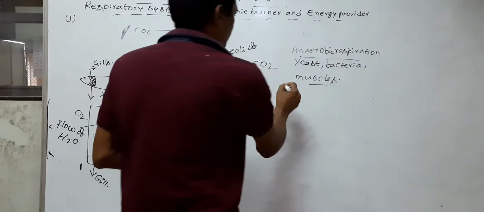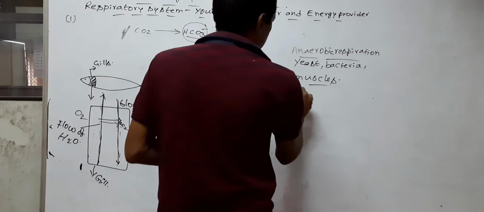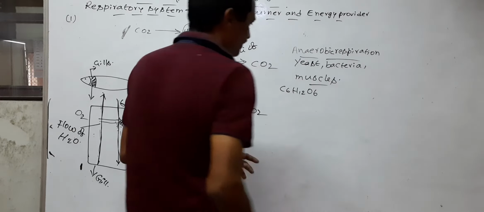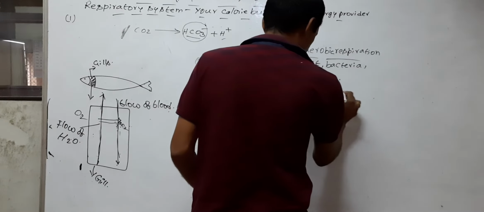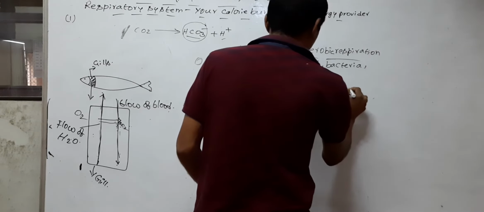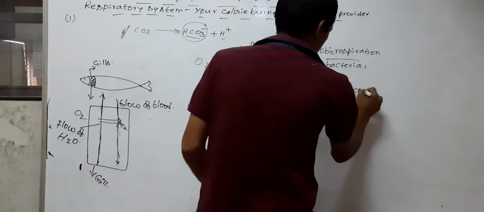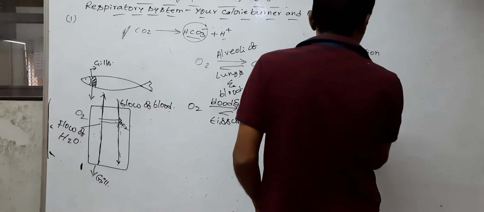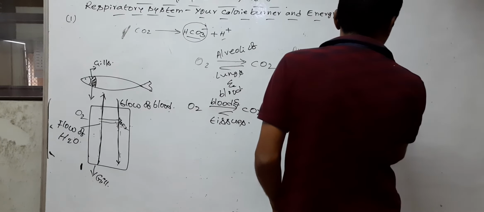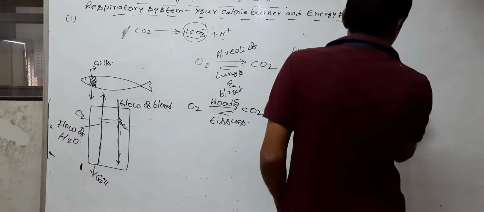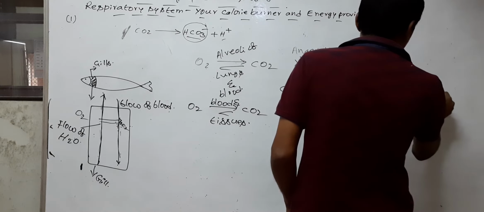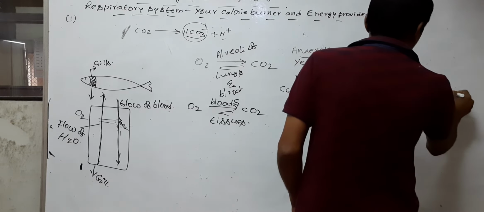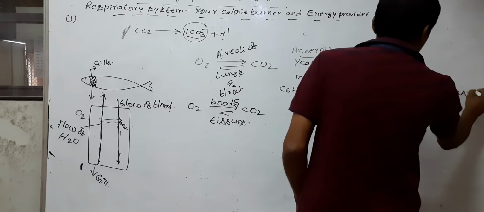Example, C6H12O6, glucose molecule, gives 2CO2 plus 2C2H5OH, ethanol, plus 2 ATP.